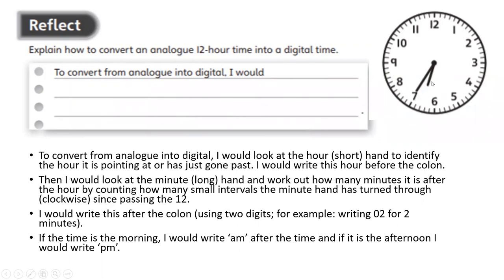So this hour hand here is traveling between the 6 and the 7. So it's 6 that we would write down. So we'd put 06 down first. Then we would do our colon. And then we would look at our minutes.